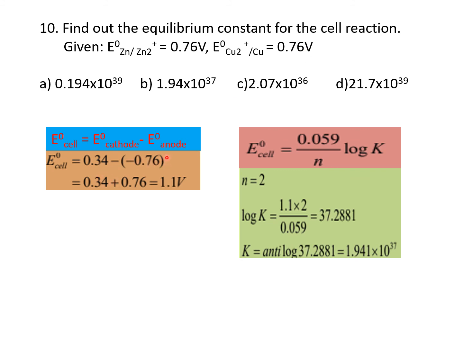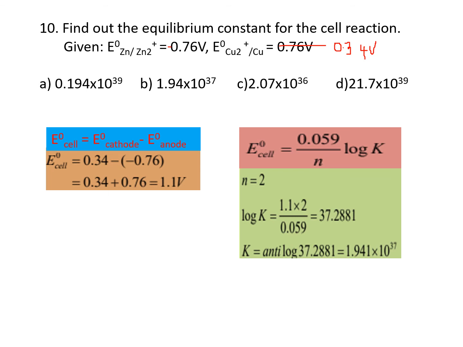Sorry, the value I mentioned here is wrong, so I need to change it. Here the cathode value is 0.34. By mistake I mentioned it wrongly over here, so I will change it here itself. So 0.34 minus of minus 0.037.